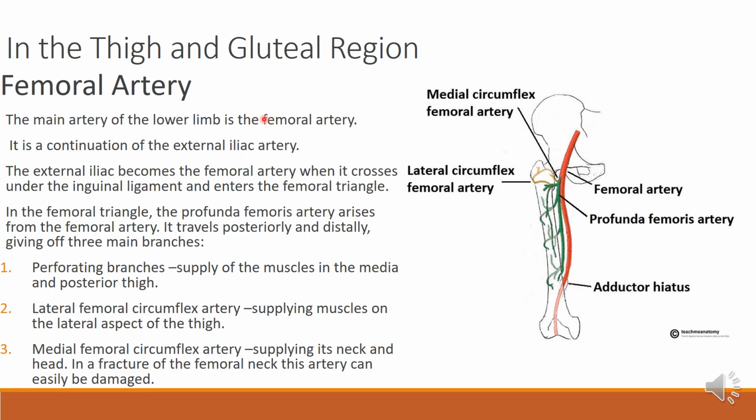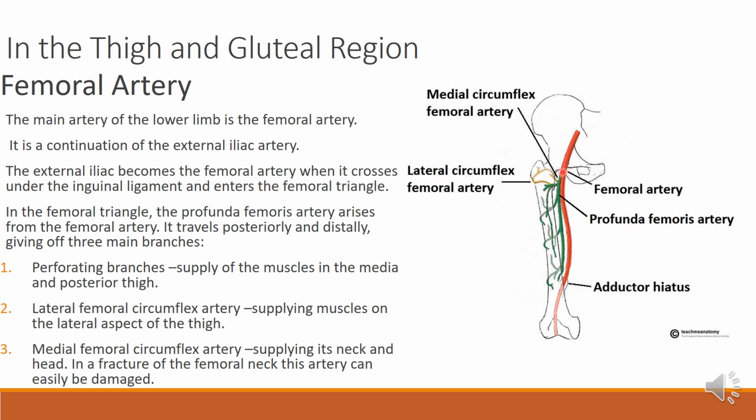Coming to the details of each artery. First, about the thigh and the gluteal region. The main artery of the lower limb is the femoral artery. It is the continuation of external iliac artery. The external iliac artery becomes femoral artery when it crosses the inguinal ligament and enters the femoral triangle.